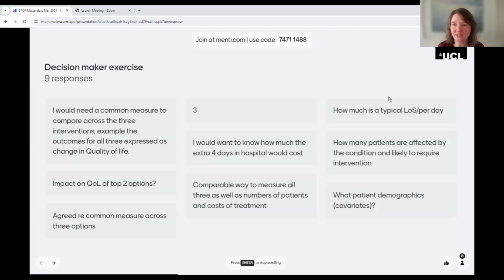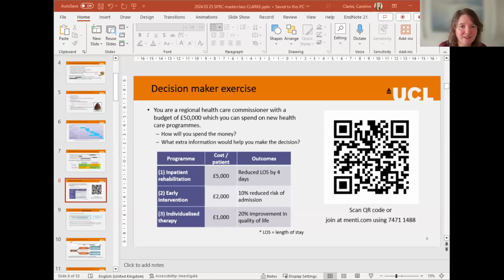Oh, thanks, Katie, for putting that in the chat. Brilliant. Well done, everybody. Thank you. Good. So I can see you're all awake, which is excellent. Oh, cost per QALY, someone's just popped in there. Brilliant. Thank you. Good. So let's go back to the slides. Brilliant. Thanks, everybody.